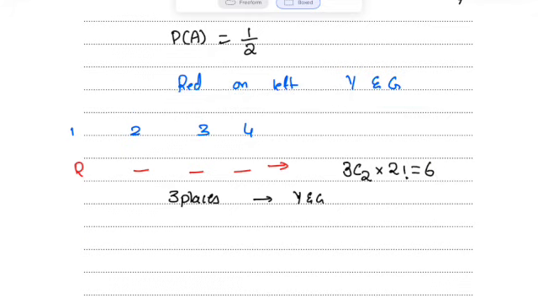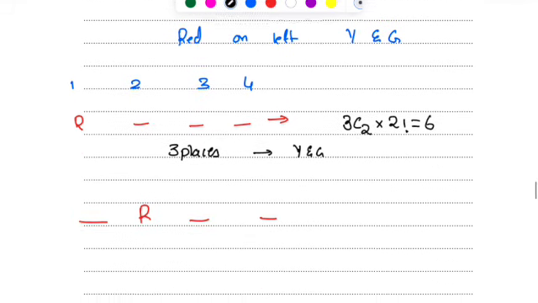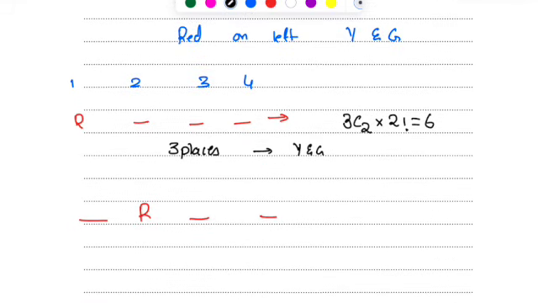Now if red is at the second position, what should I be doing again? Green and yellow should be over here itself, which is just one way. Then again, it can be yellow and green also. This is another one way. So totally how many ways are there? Only two valid arrangements are there.